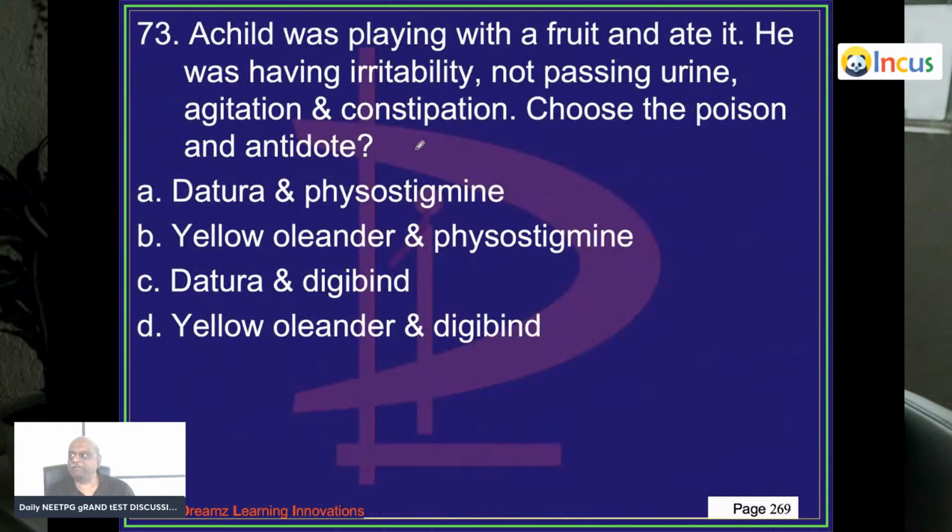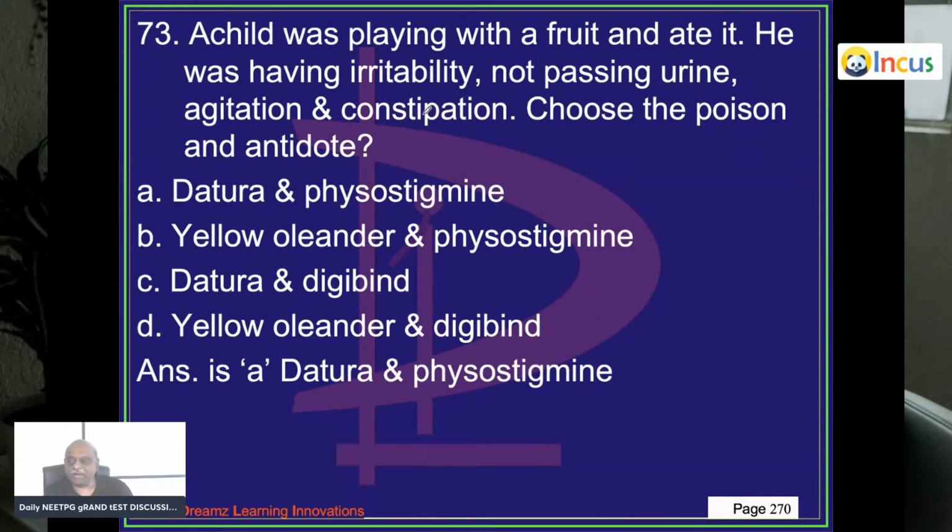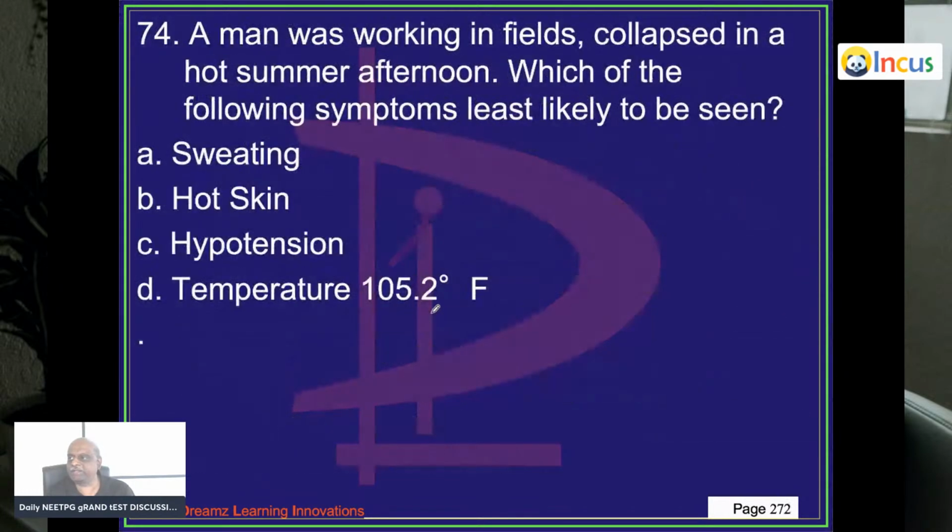A child was playing with a fruit and ate it and has irritability, not passing urine, agitated, constipation. It is Datura, atropine. And see, not passing urine. Datura is what? Atropine. Atropine is anticholinergic. Cholinergic makes your bladder empty. If anticholinergic is given, urinary retention is there.